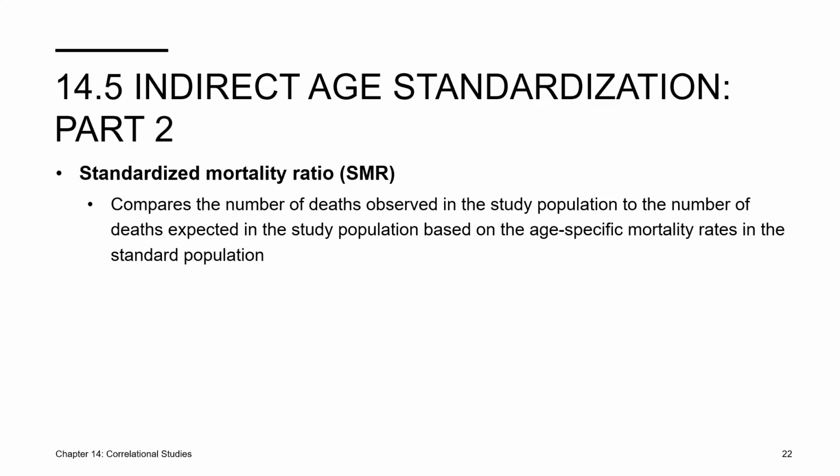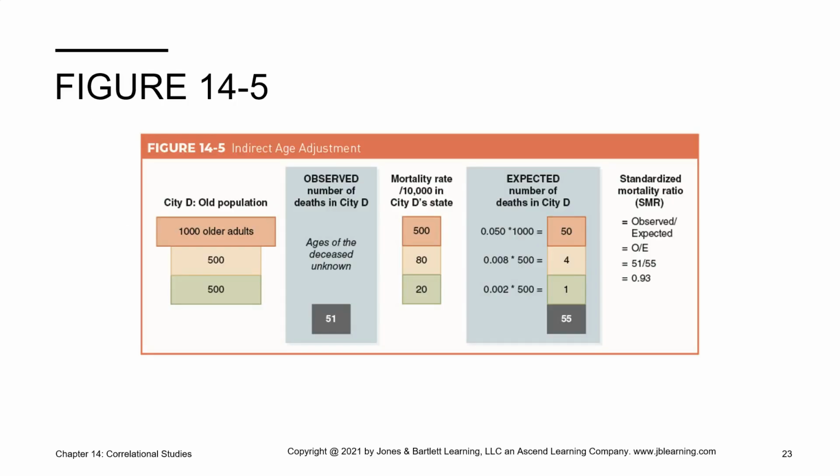Another measure is the standardized mortality ratio. This compares the number of deaths observed in a study population to the number of deaths expected in the study population based on the age-specific mortality rates in that standard population. And figure 14.5 goes over the indirect age adjustment. Here we have City D, which has an old population, and then it looks at the differences in mortality rate based on the standardized mortality ratio here, the observed over the expected results.